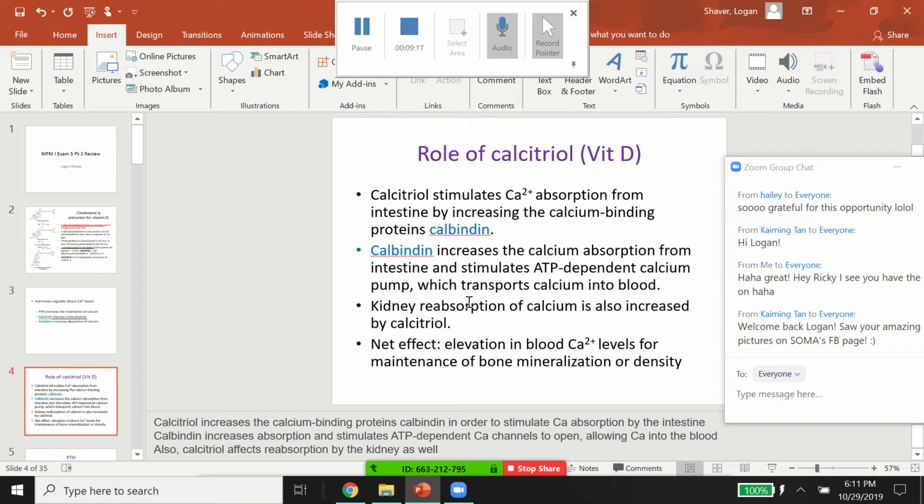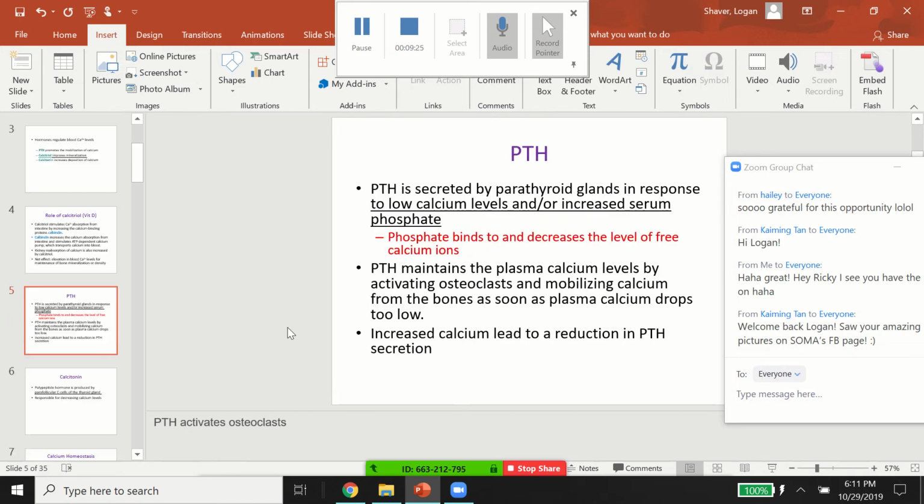But yeah, net effect, we've already talked about it. It basically just elevates blood calcium for maintenance of bone mineralization or density. So that's pretty much what it does. Okay, PTH, right?